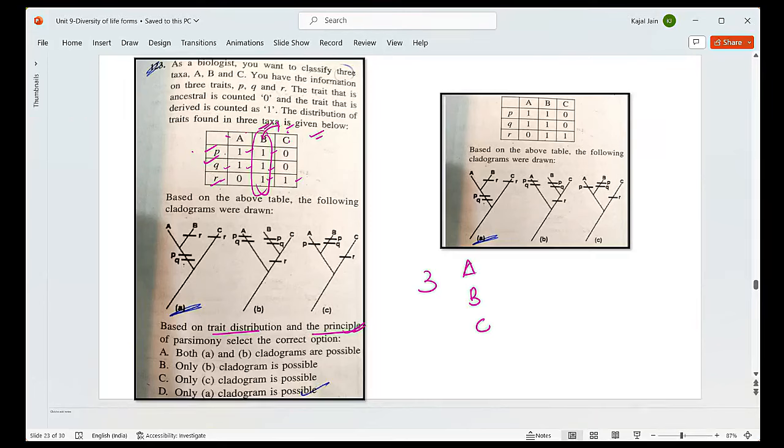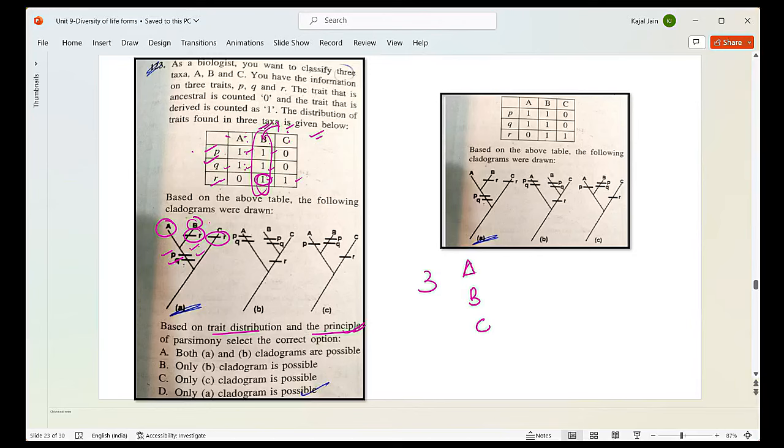Look into the first one. A and B taxons. A and B is having P. Both of them are having, like, A is having P also, Q also. B is having R as well. In addition to that, P and Q as well. Then there's an additional R on the C side as well.